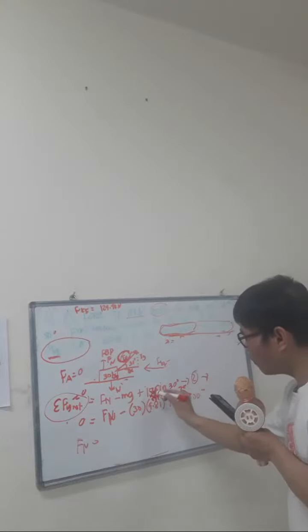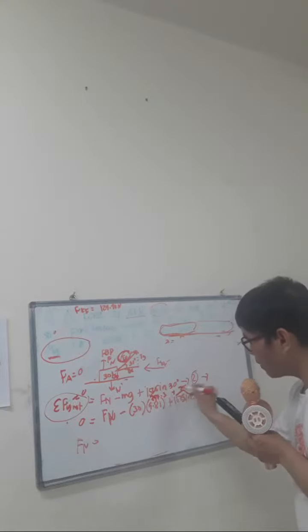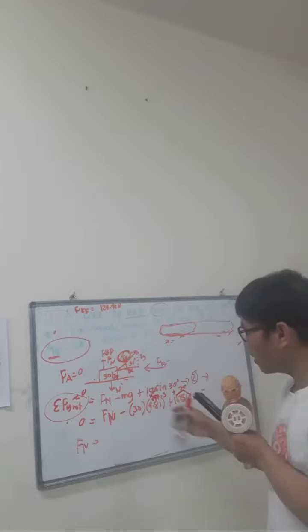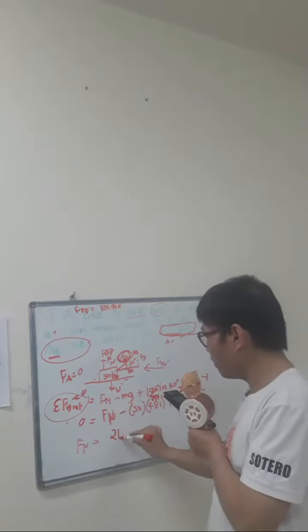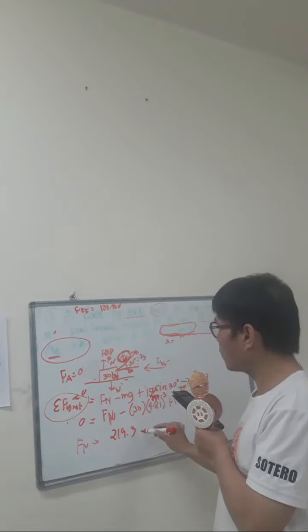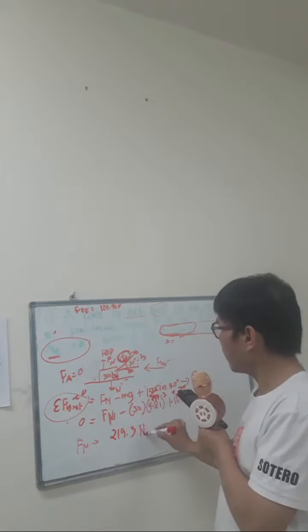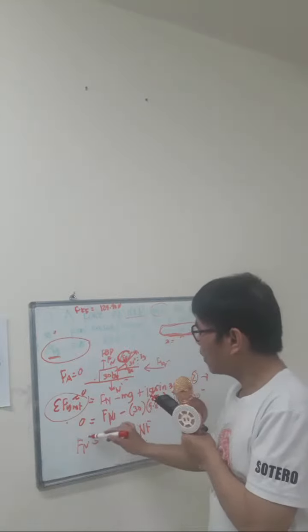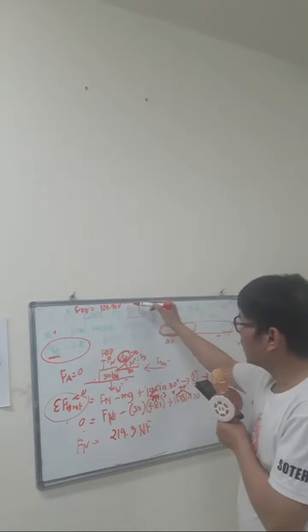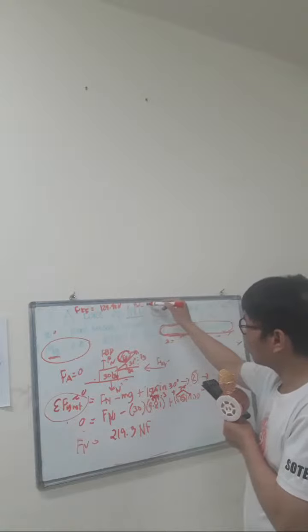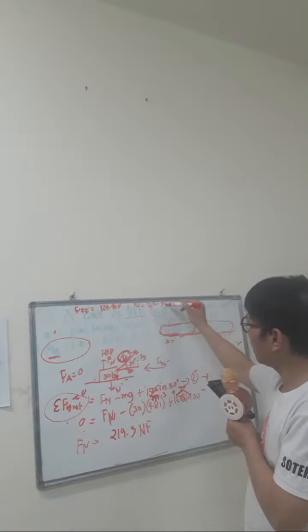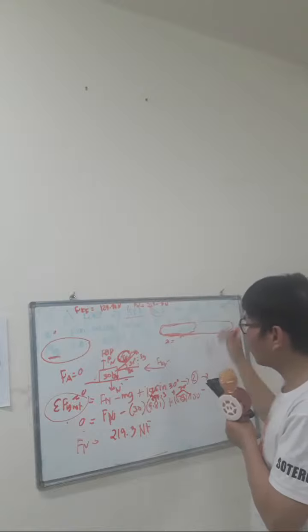Subtract this 294.3 first, then minus 75. It's negative, so the value in negative is 219.3. Then transpose it and it becomes positive. So 219.3 is your normal force. So above, the normal force is equal to 219.3 Newtons.